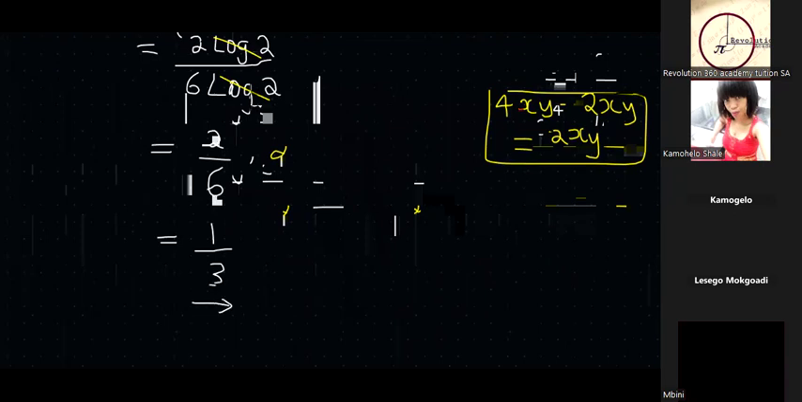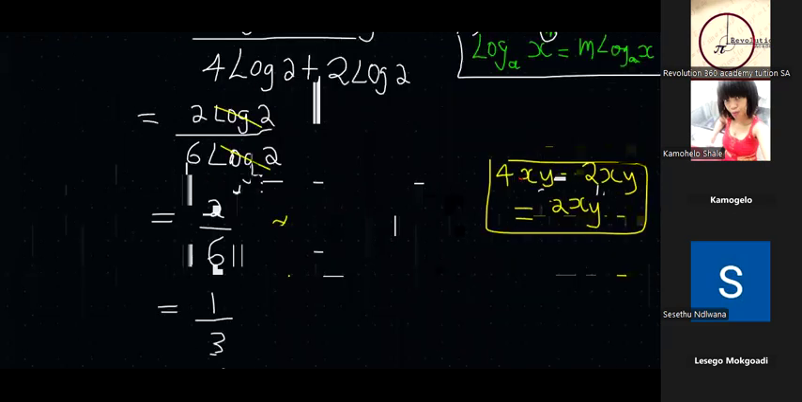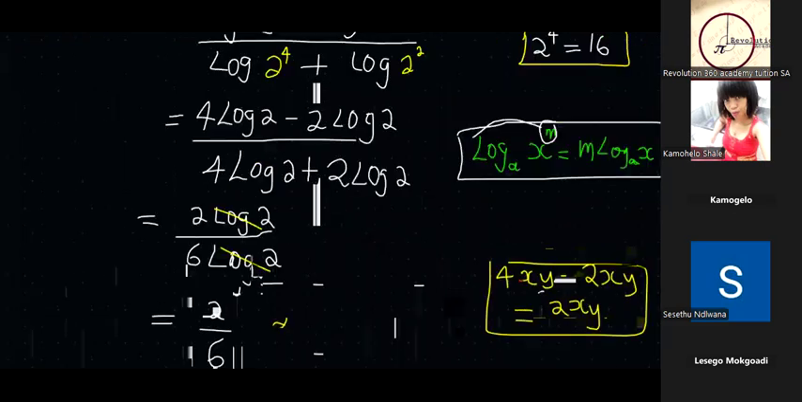Any question? No, sir. No question. Sir, why couldn't we use law number 2 or law number 1 in this equation? Law number 2 or law number 1? Okay, it's because here we are having a plus and a minus sign, of which it won't be good for us to use it.